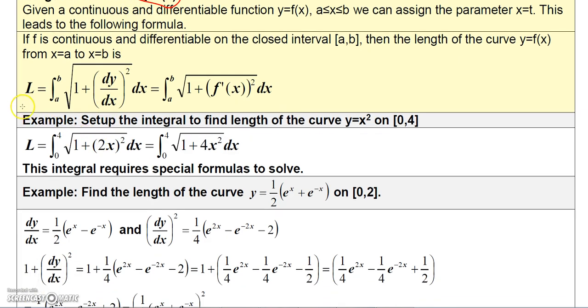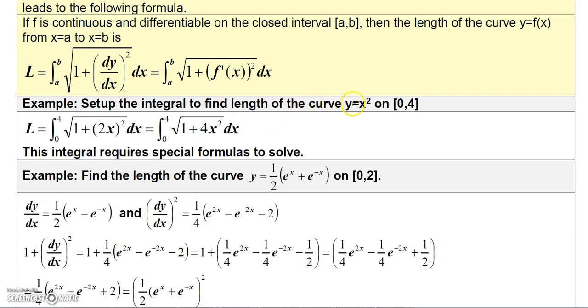And so that formula would be that the length would equal the integral from x equal a to x equal b of the square root of 1 plus (dy over dx) squared dx, or if you prefer, you can write it as the square root of 1 plus (f prime of x) quantity squared dx.